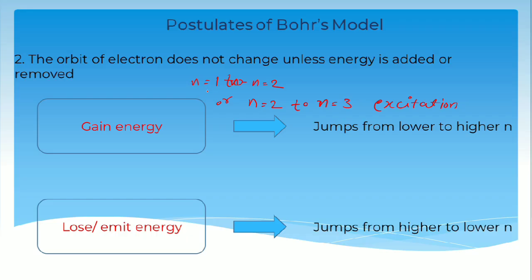So that will be from n equals 1 to n equals 2, or n equals 2 to n equals 3. This process is called excitation. Now, when an electron is in a higher energy level, it is unstable.